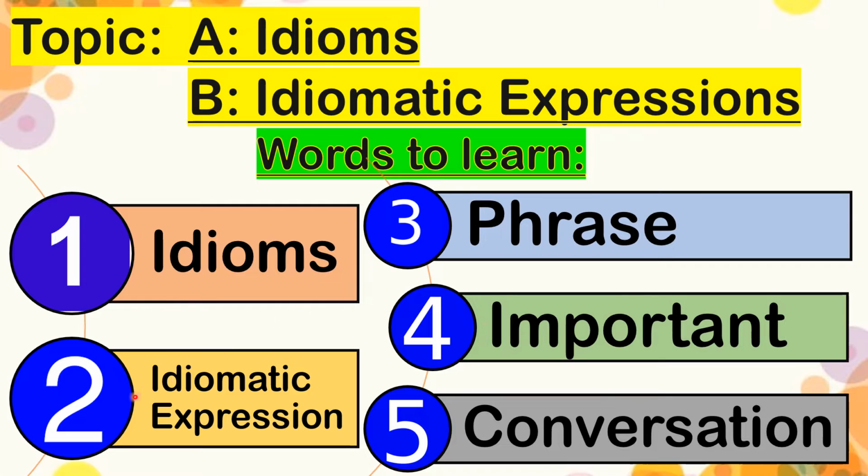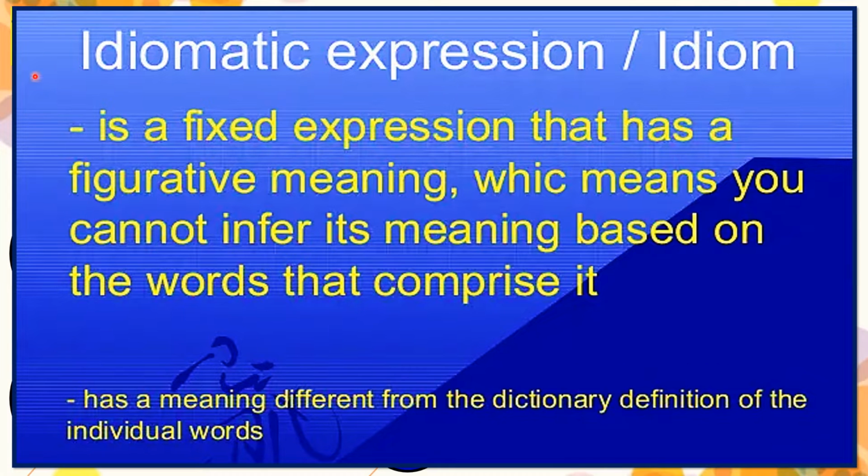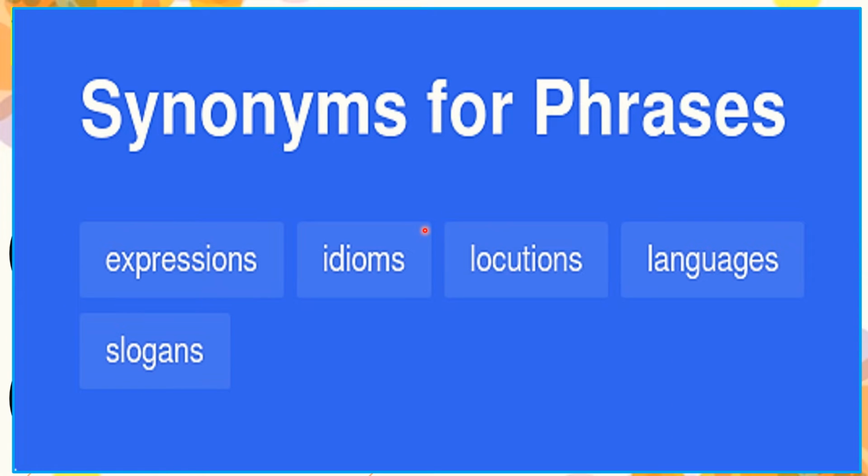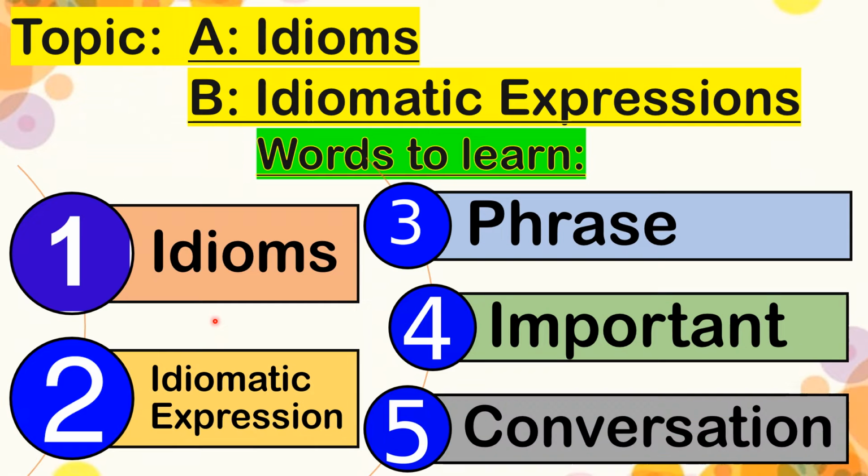Number two, idiomatic expression. When you say idiomatic expression, it is a fixed expression that has a figurative meaning, which means you cannot infer its meaning based on the words that comprise it. It has a meaning different from the dictionary definition of the individual words. Next is phrase. Synonyms for phrase: expression, idioms, locutions, languages, and slogans. So class, a phrase is a group of words that doesn't have a complete thought.